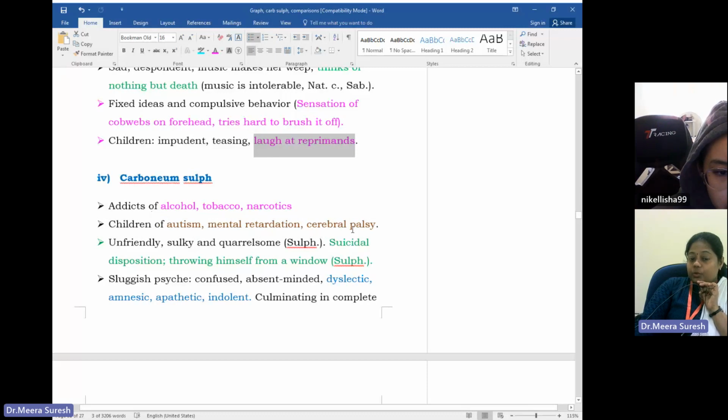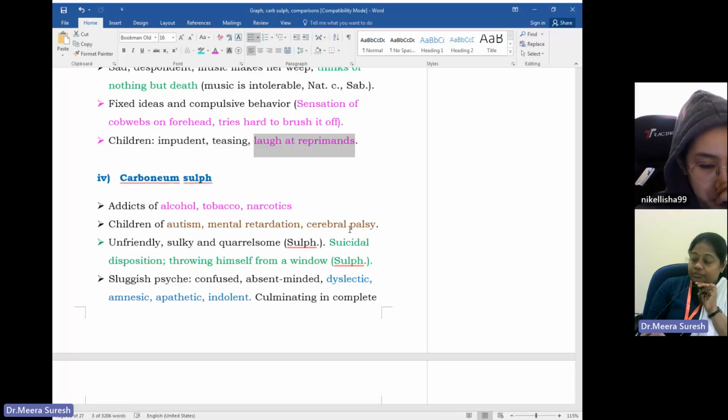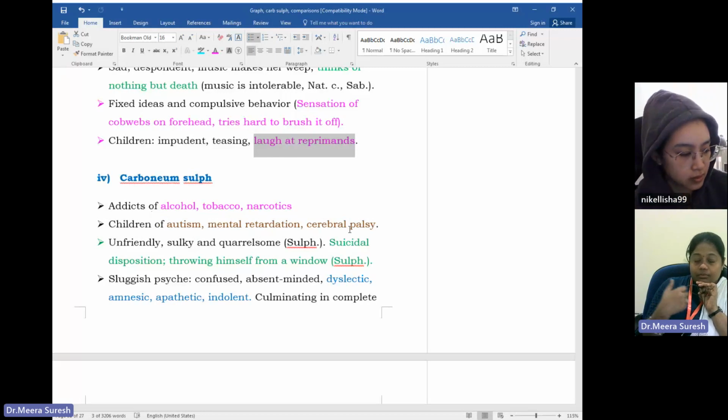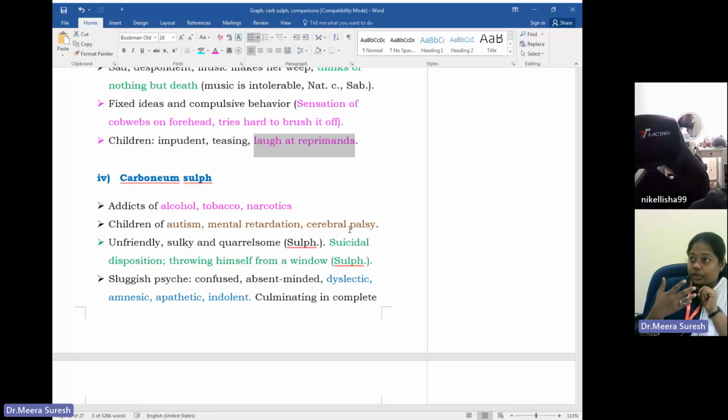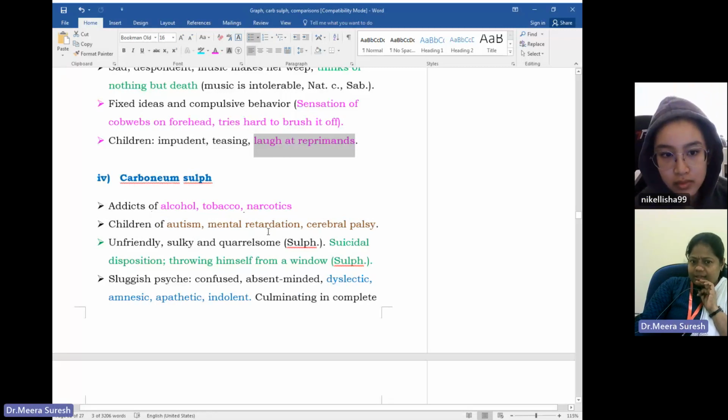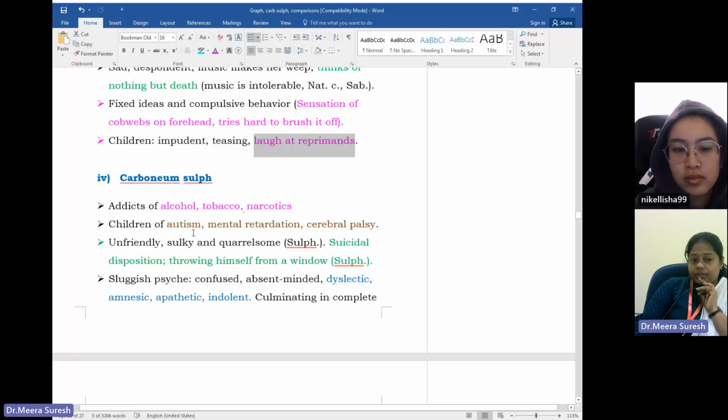So Carbonium sulf could be thought about for children who are having autism, mental retardation, cerebral palsy. And in case of cerebral palsy, mostly other neurological manifestations would be there, some other physical symptoms regarding their walking, their talking, something might be affected. Even mental retardation, yes, but that will be mostly the chromosomal error, and autism is just a behavioral disorder. Then the children might be unfriendly, sulky, quarrelsome, which is going towards Sulfur.